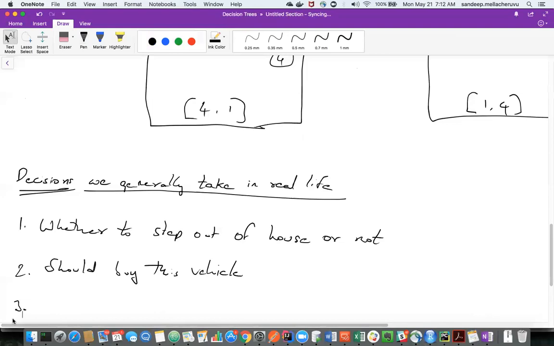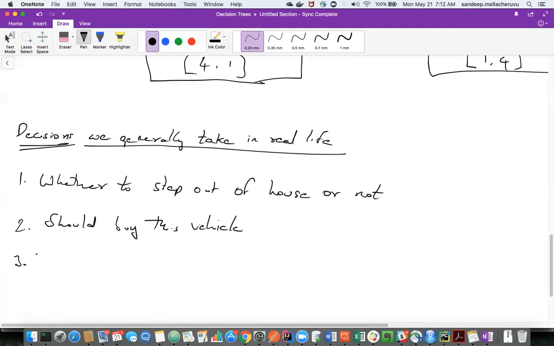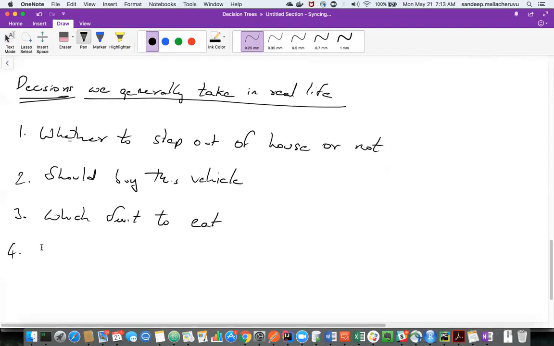Any more? Vijay? What fruit to eat, apple or banana? Yes, that is always there, right? You have a lot of things. Which fruit to eat? Okay. Then what? Decision to choose which technology has better career growth. Yes, which of the many technologies to use?